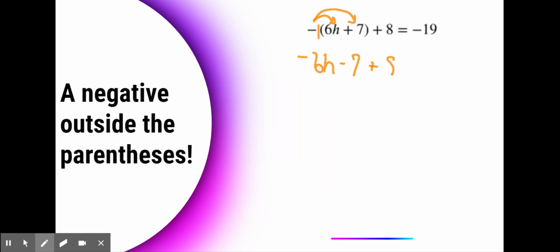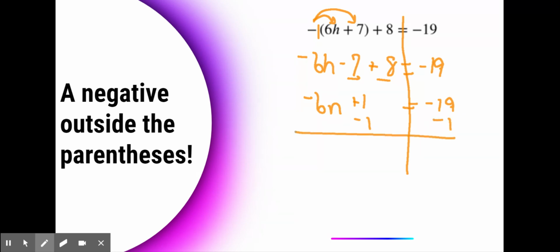So I'm going to bring down the +8. I'll do my little line here in case we need it. And -19. All right, so let me see what I've got. So I've got -6h. -7 plus 8 is +1 equals -19. So I'm going to subtract 1 from both sides, and I get -6h equals -20. I'm going to divide both sides by -6.